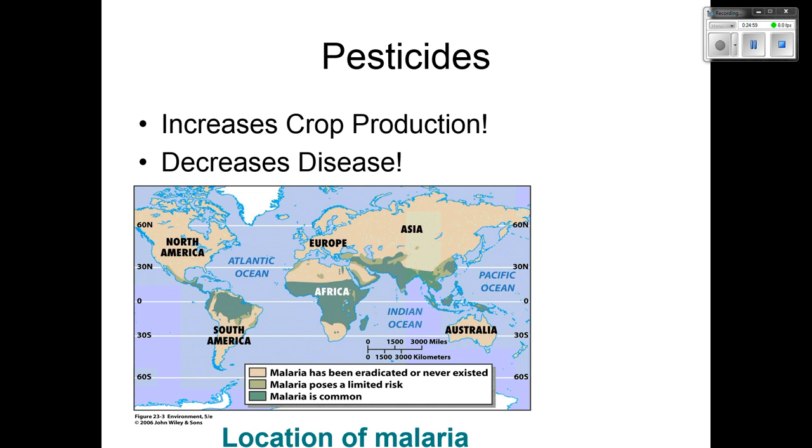So we used to use some of these pesticides, and DDT is banned in the United States, but in many countries in sub-Saharan Africa, they continue to use DDT because it's so effective at killing the mosquitoes. And it's cheaper and easier for them to use DDT than it would be to start using anti-malarial drugs. So a lot of areas use pesticides in order to protect them from the spread of disease. And you can see on this map here.